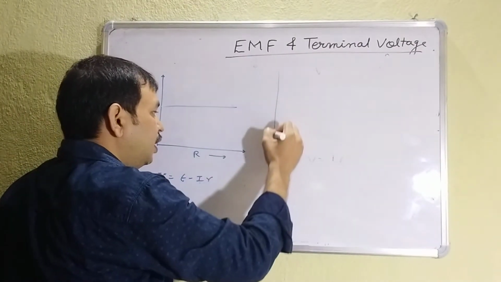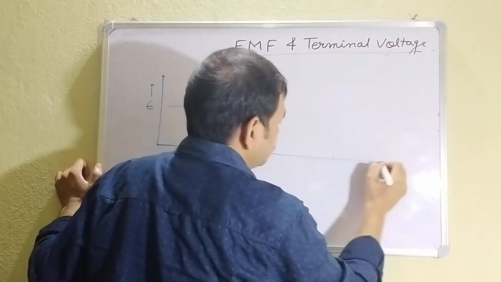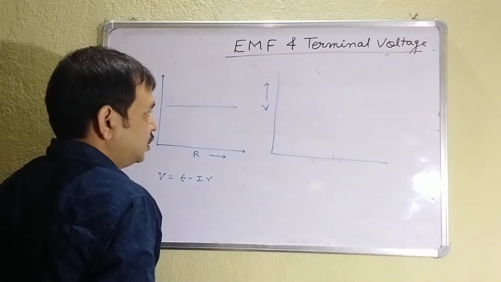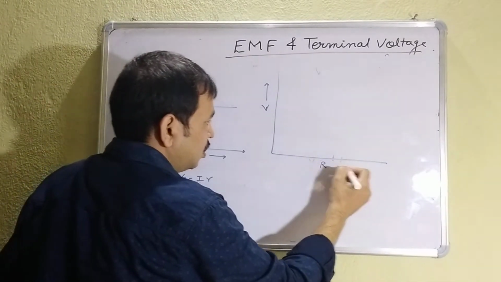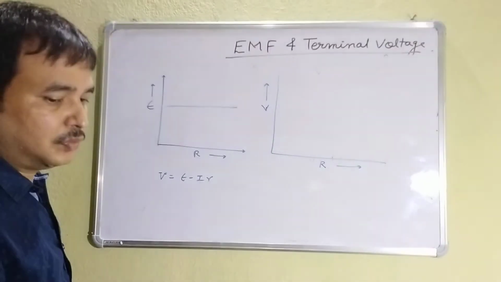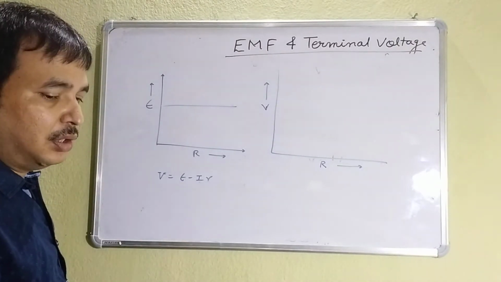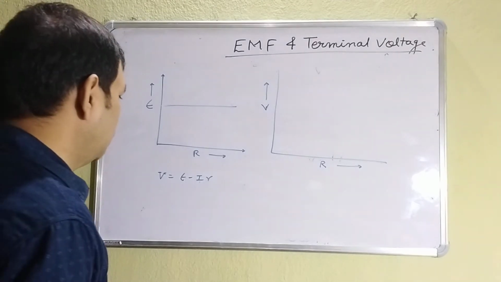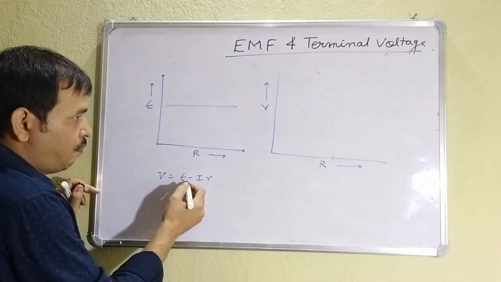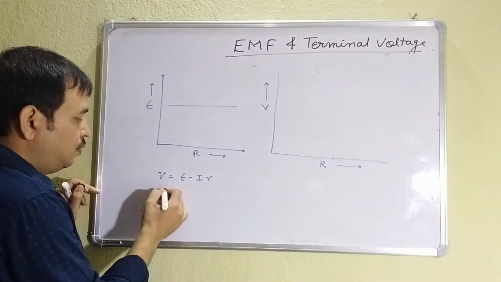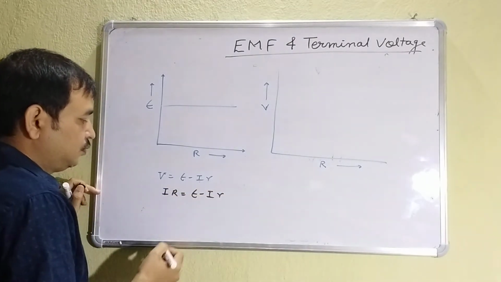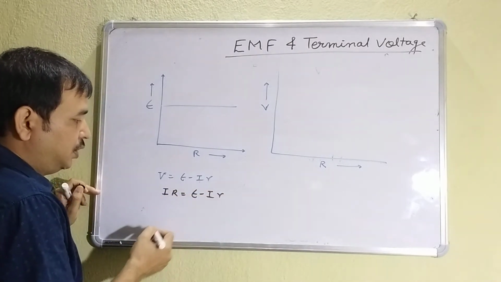Now terminal voltage versus R. Let us see this by the formula. This is the formula. This only we have to apply, but there is a little change here. V is equal to IR is equal to E minus Ir. Now we have to actually take the term R.